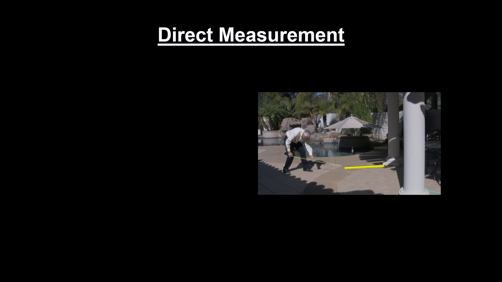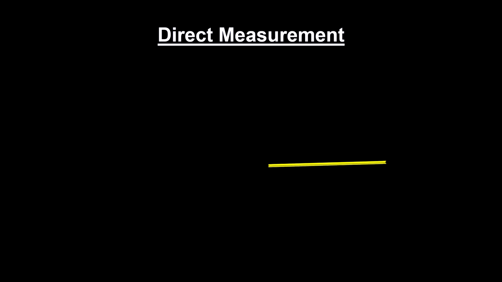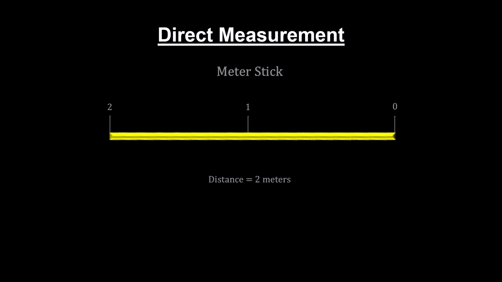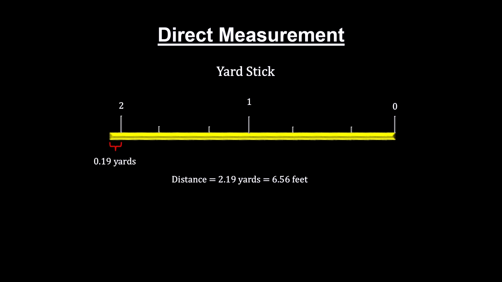We can now take a look at the measurement we started with. If we mark the equal segments on the measuring tape to be meters, we get 2 meters. If we mark the equal segments to be feet, we get 6.56 feet.